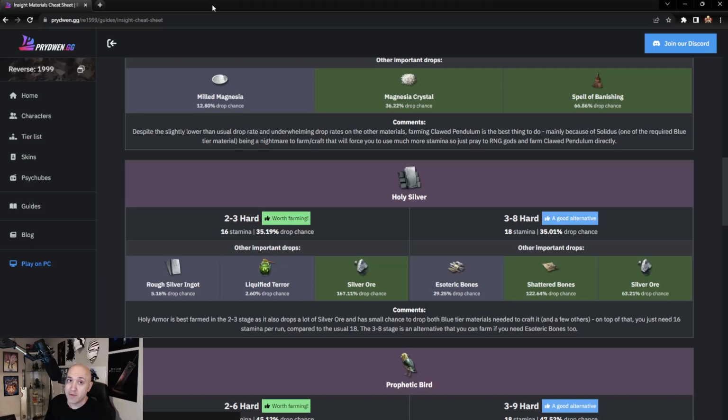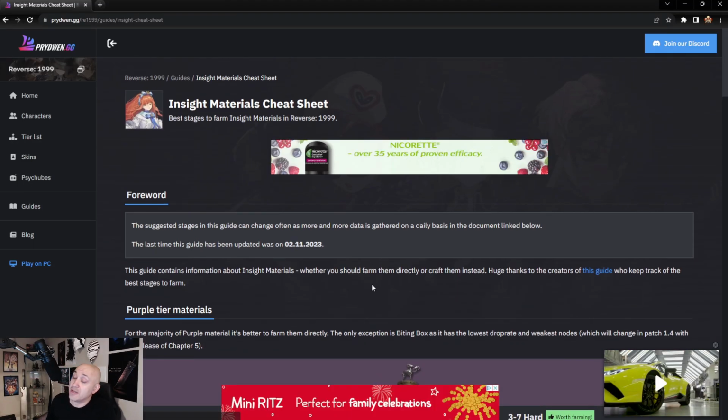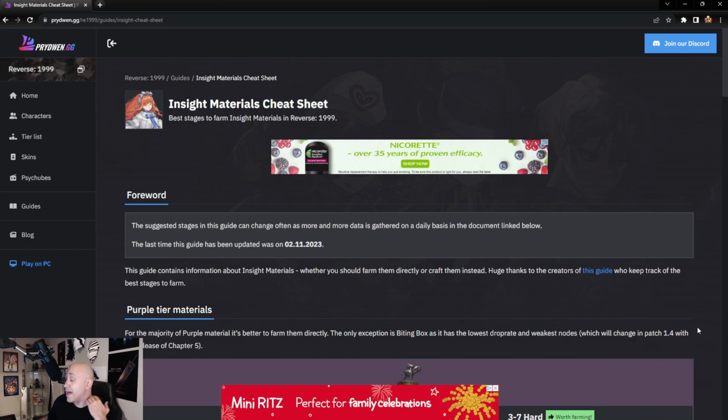So again, shout out to Prydwen for putting this together as usual. Their site is incredible for information, and I want to show you guys what you do want to farm, what stages you want to farm, and what you actually want to craft. Okay, so these are going to be important things to help you save massive amounts of stamina. And shout out to the person who created this. I believe is a CN player because this guide here is all in CN.